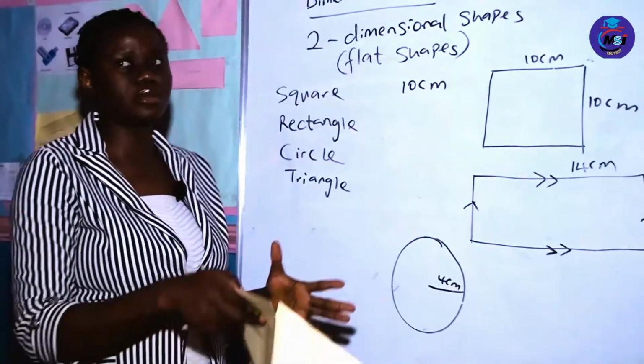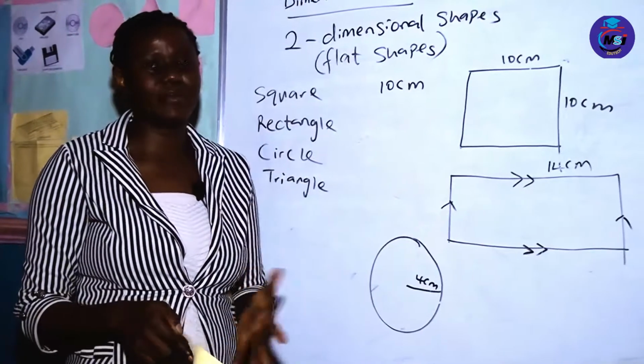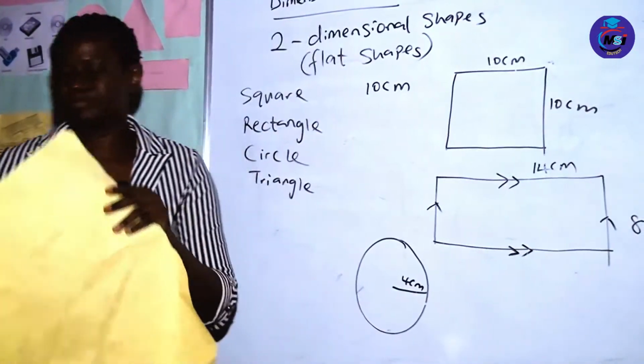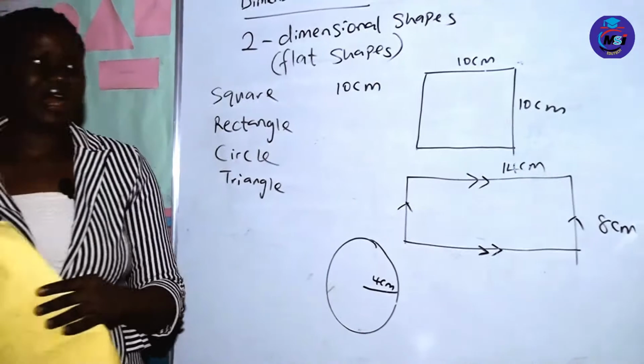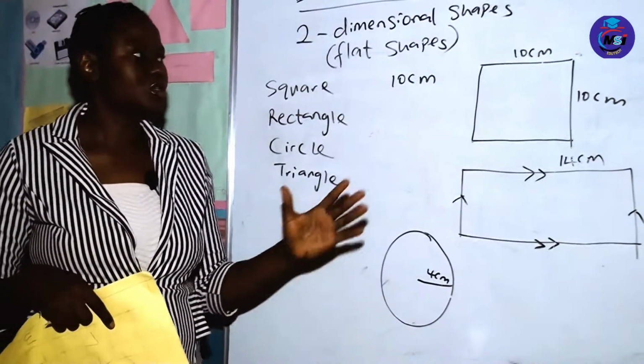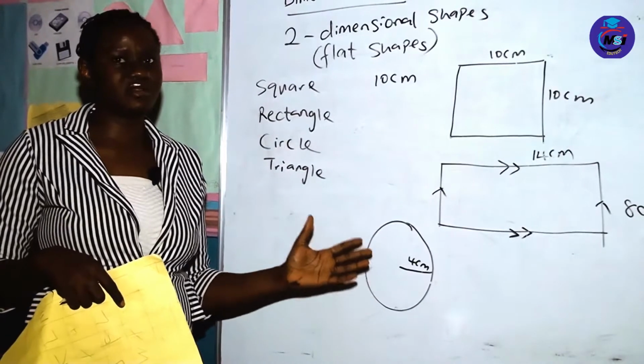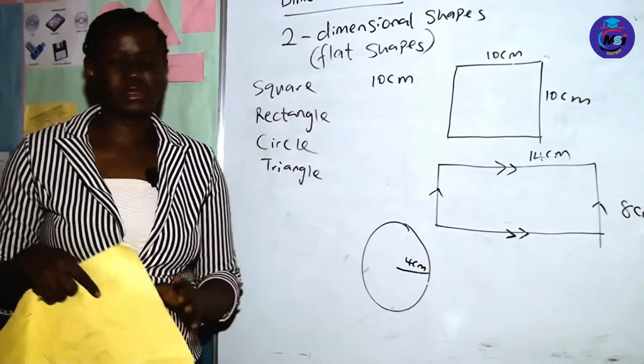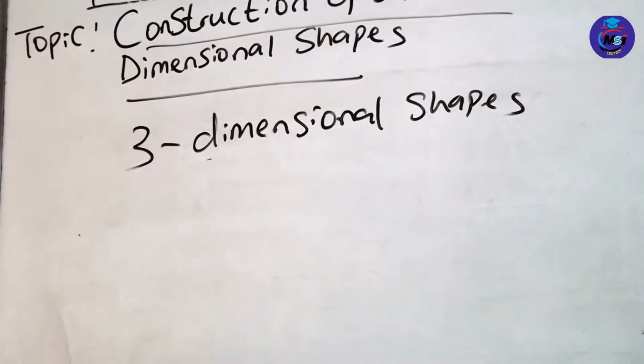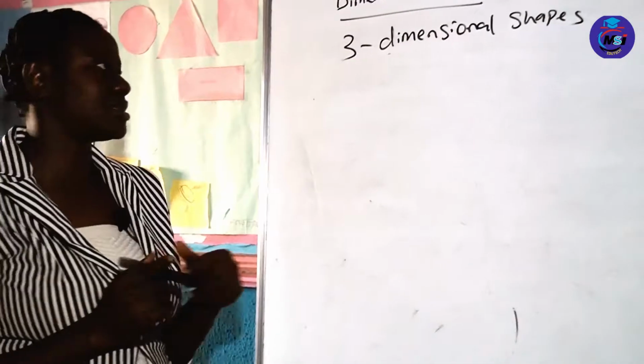A triangle will depend on the type you want to form. Remember, we have different types of triangle. So depending on the type, that gives you the measurements you want to use. Okay, let's move on to three-dimensional shapes.